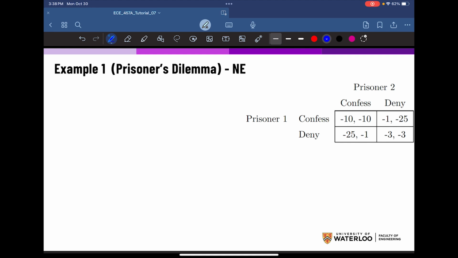Let's start from a cell. For example, start from this cell, -25 and 1. So prisoner 1 denies and prisoner 2 confesses. If we want to move right, we need to check this value and this value.